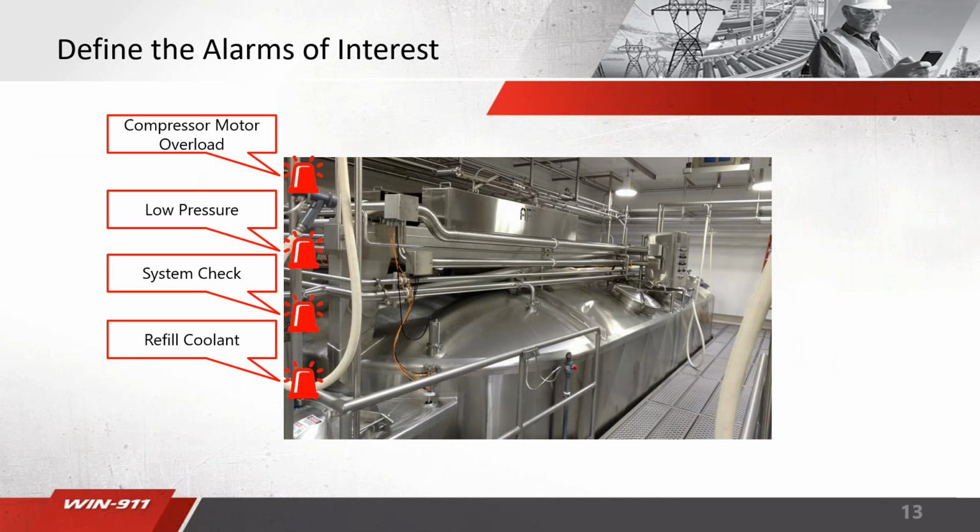All right, so then talking about defining the alarms you're interested in, right? So you don't want to just send everything to WIN-911. You want to try to plan out and schedule and organize, do a little bit of administrative work on the SCADA side, on your OPC side, and figure out what you want to send updates to for WIN-911 to see, right? So this is just an example. You know, are you interested in compressor mode overload, low pressure, system check, refill coolant, anything that you actually want WIN-911 to notify on?